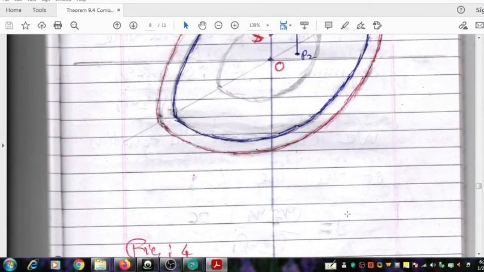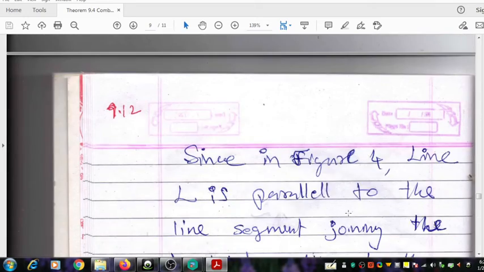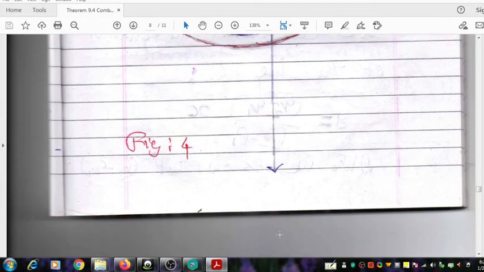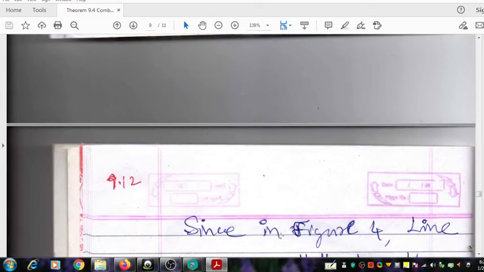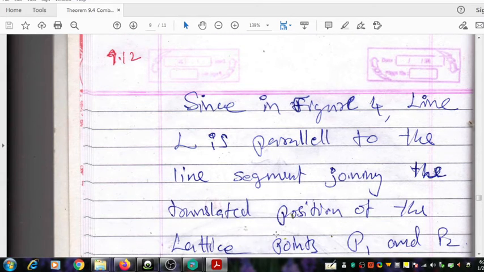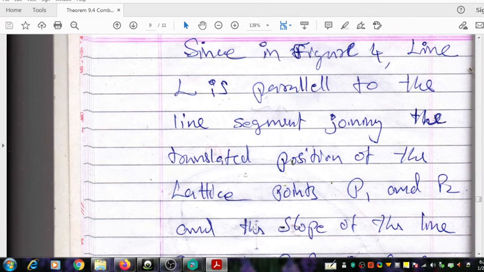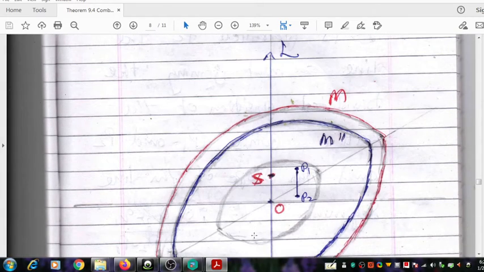Here we have one more figure, but before coming to that figure, let's go back to the continuation of the discussion. Since in figure 4, which figure is 4? Yes, figure 4. Now you can refer to figure 4. What is described here about figure 4? Let's read that first. Since in figure 4, the line L is parallel to the line segment joining the translated positions of the lattice points p1 and p2.